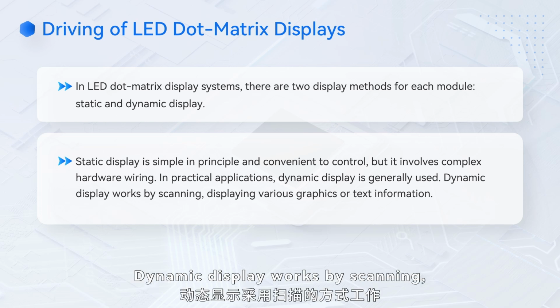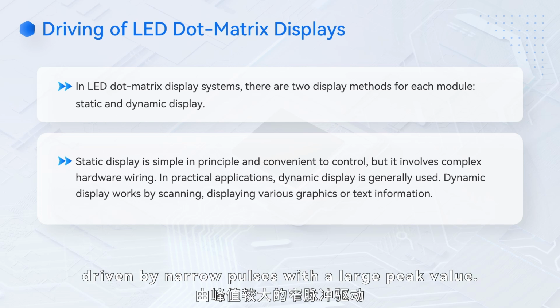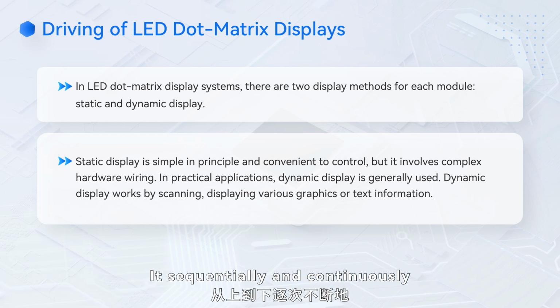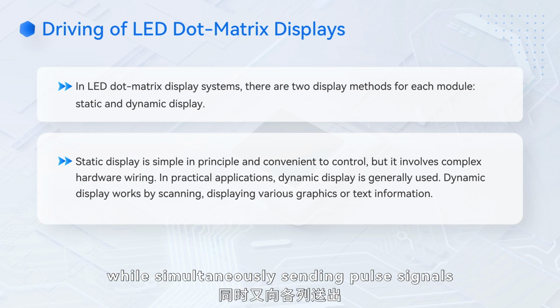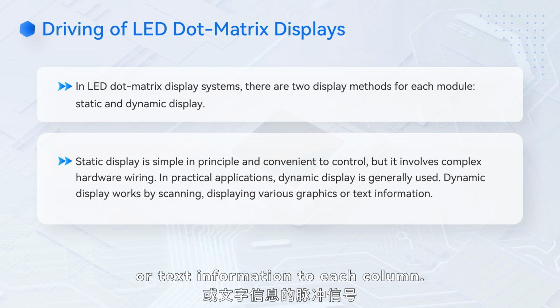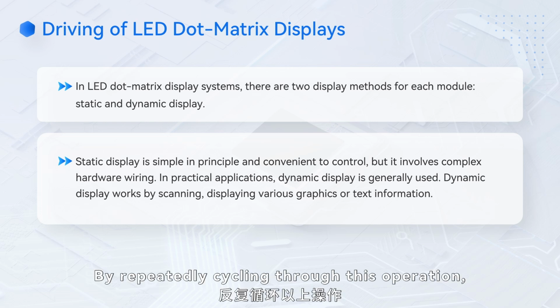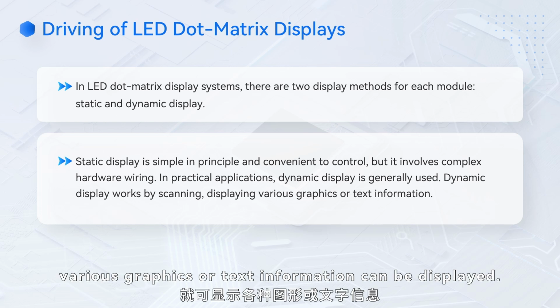Dynamic display works by scanning, driven by narrow pulses with a large peak value. It sequentially and continuously selects each row of the display from top to bottom, while simultaneously sending pulse signals representing graphic or text information to each column. By repeatedly cycling through this operation, various graphics or text information can be displayed.